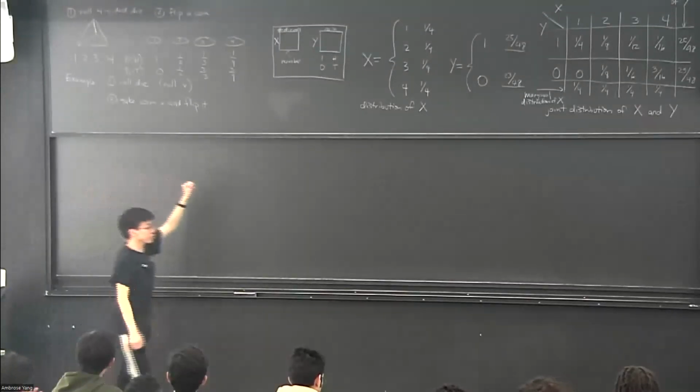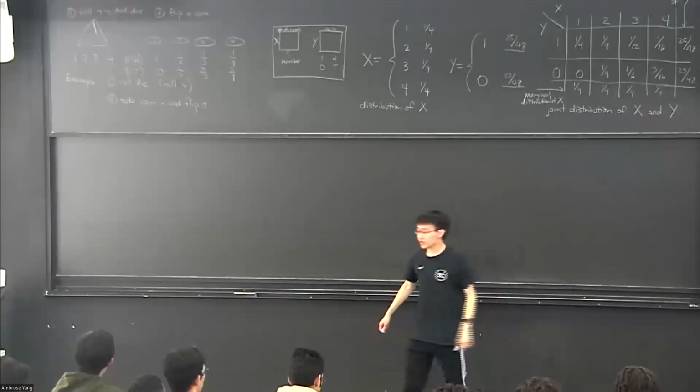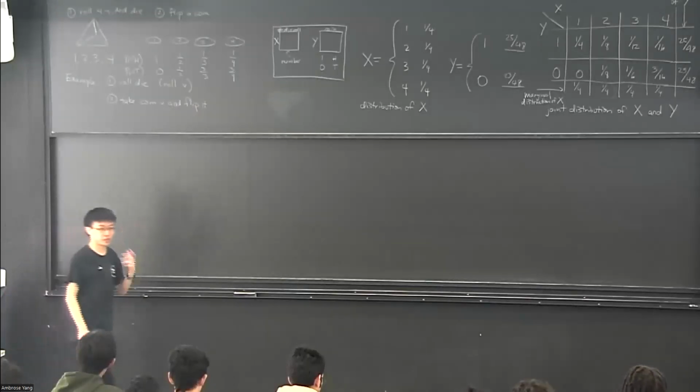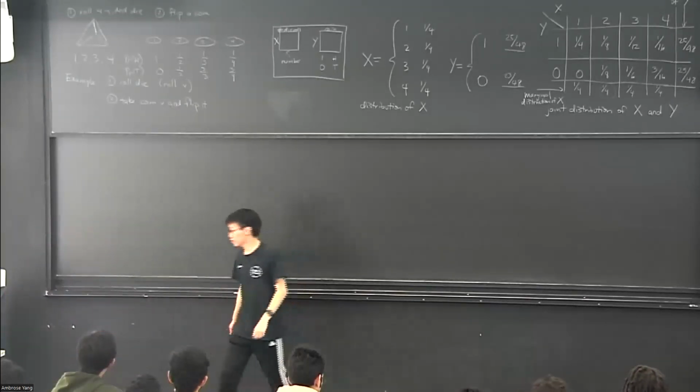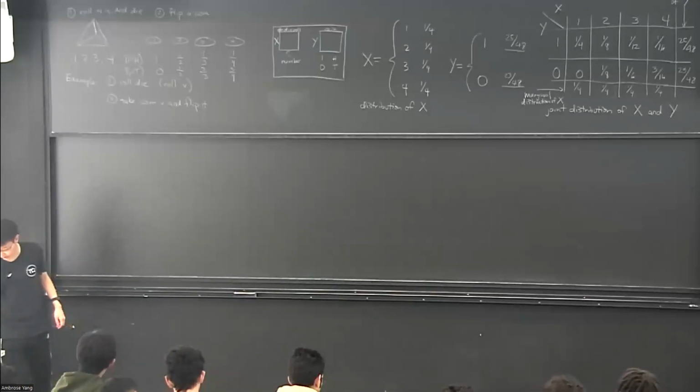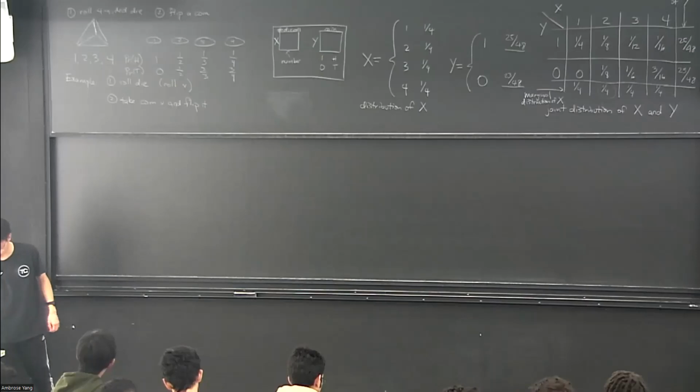That's the top still visible in the Zoom. Okay, so now I'm going to give you some summary statistics about random variables X and Y. I'm going to calculate for you the expected value and the variance of some of these random variables.